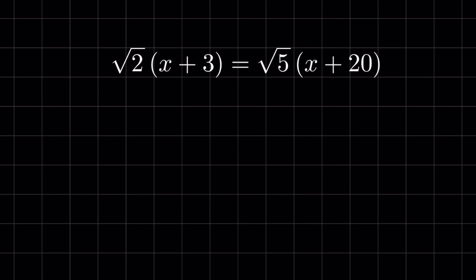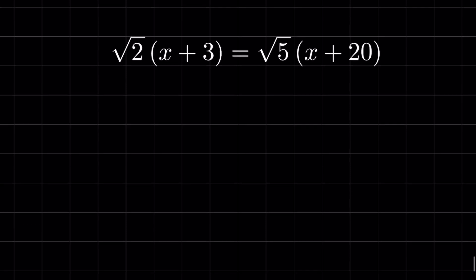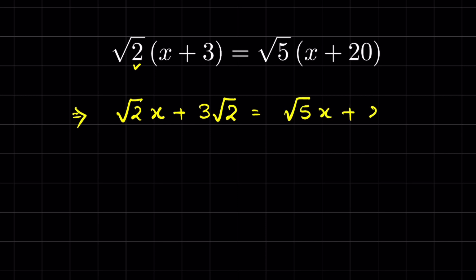√2(x + 3) = √5(x + 20). We have to find the value of x. Now let's use the distributive property and multiply √2 with x + 3. So it will be √2·x + 3·√2 = √5·x + 20·√5.